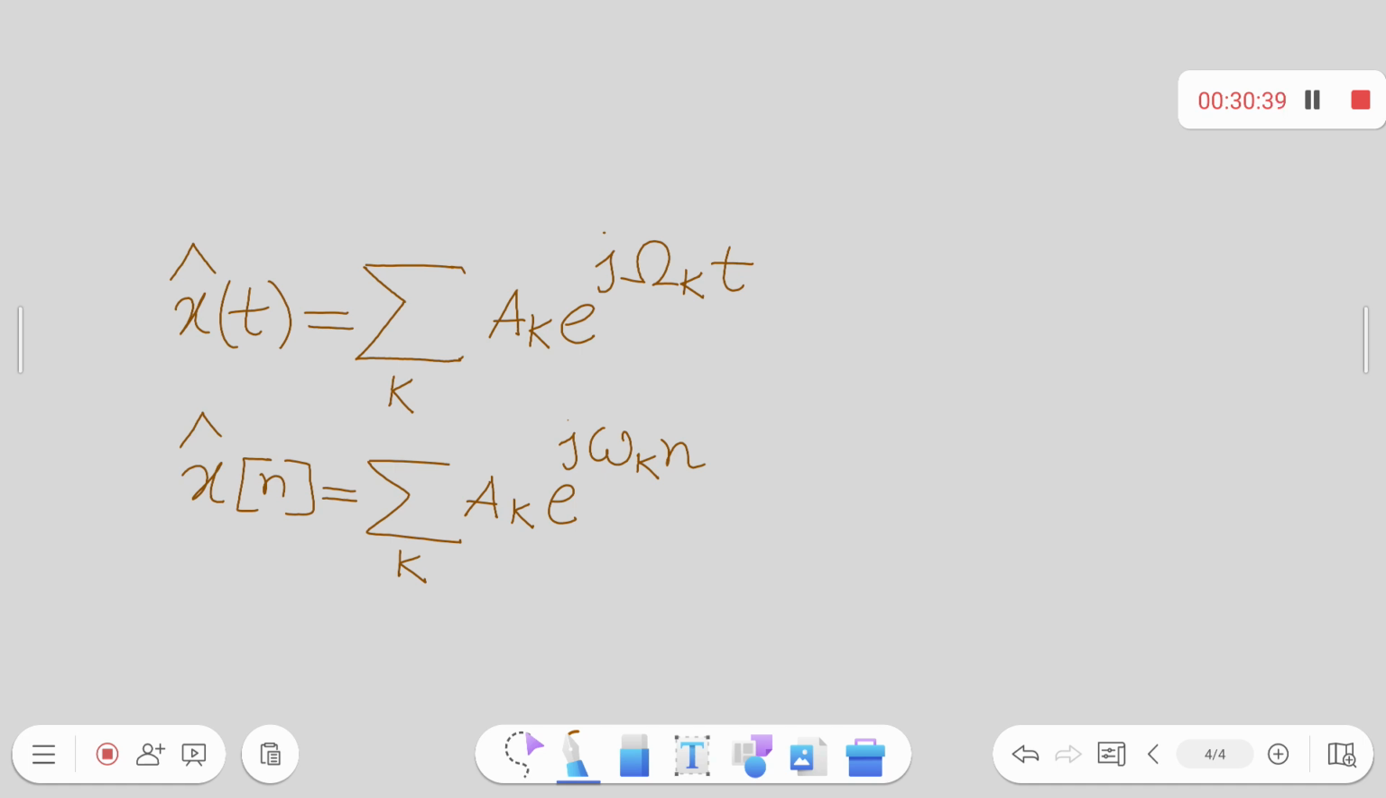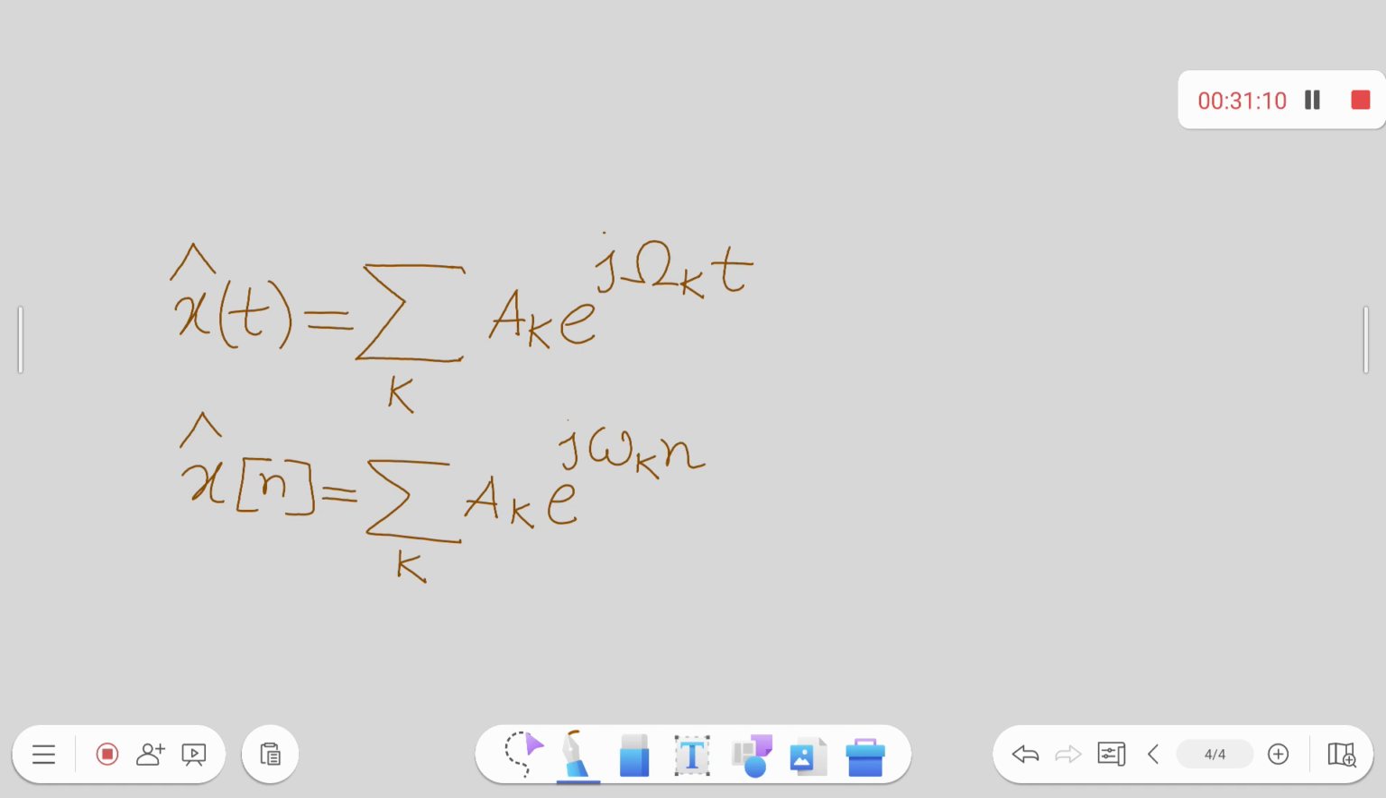Here we can consider e to the power j omega_k t or e to the power j omega_k n as the basis functions, or eigenfunctions also. Whether or not you will be able to represent the signal using these basis signals, one thing is very sure: these basis signals are periodic in nature.